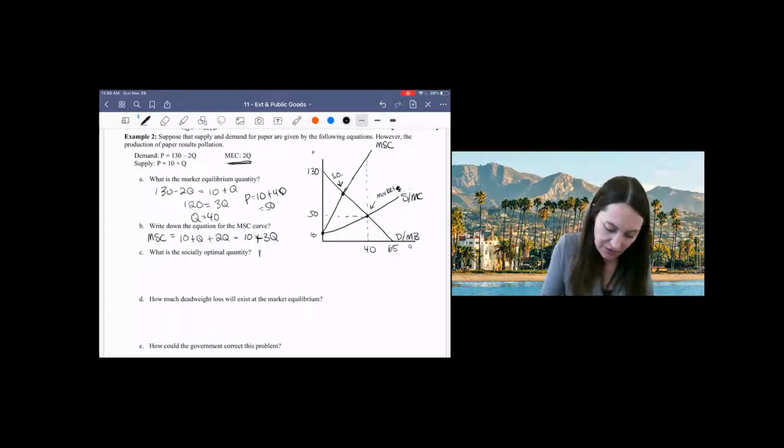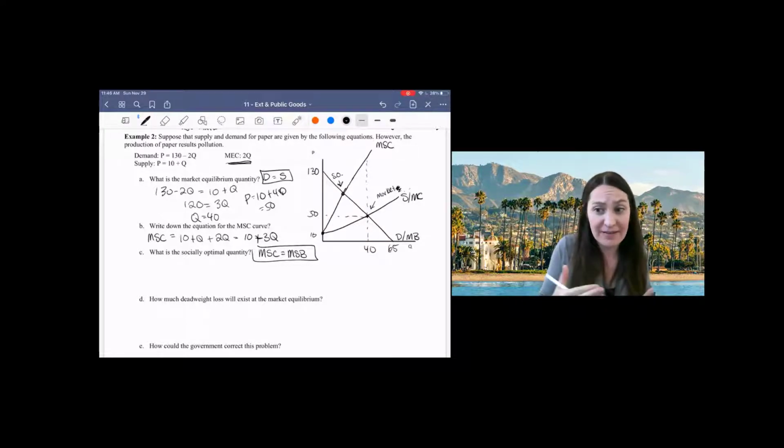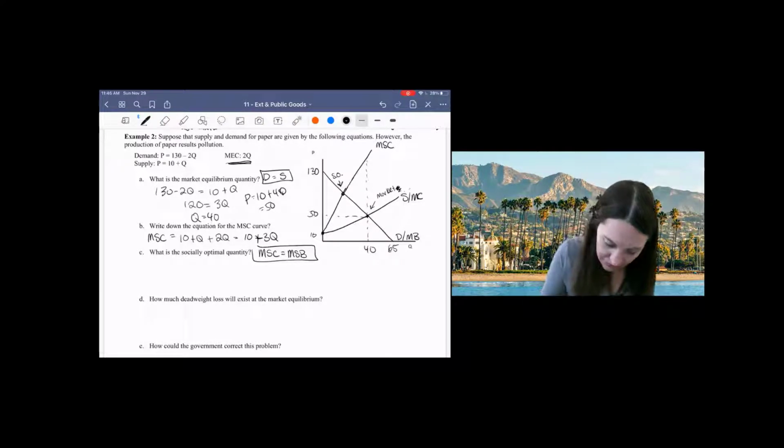So now the socially optimal quantity, and that's always going to be where your marginal social cost curve is equal to your marginal social benefit curve. Whereas here we had our private marginal benefit equal to our private marginal cost. So we have no external benefit in this case, so demand can represent our social benefit, right? So our socially optimal point is here.